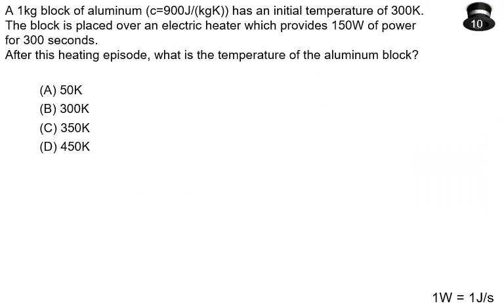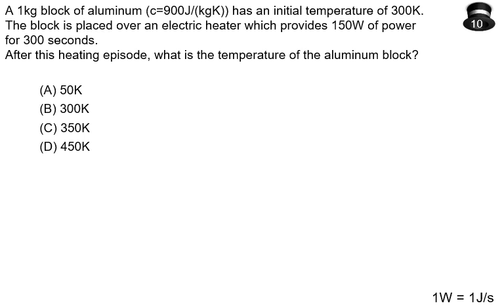So let's do another practice problem with heat transfer. We have a 1 kilogram block of aluminum. It has an initial temperature of 300 Kelvin. The block is placed over an electric heater, and the heater provides 150 watts of power for 300 seconds. Remember that a watt is a joule per second. After this heating episode, what is the temperature of our aluminum block?